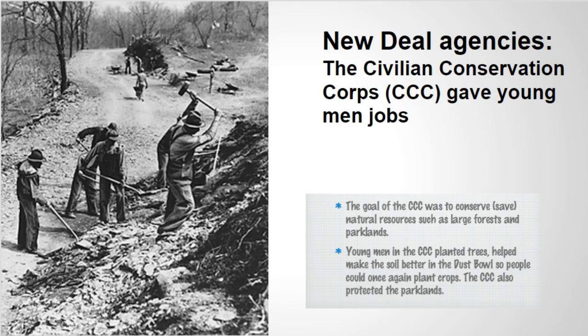One of the first of the New Deal agencies was the Civilian Conservation Corps, or CCC. The purpose of the CCC was to give young men jobs. They were put to work building roads, building schools, planting forests, helping preserve the country's natural resources, and building what's called infrastructure, roads and bridges.